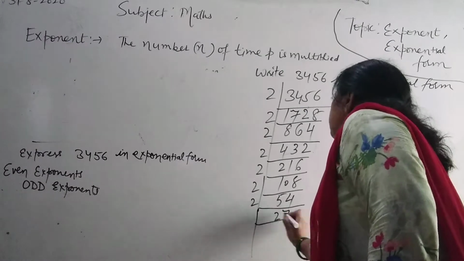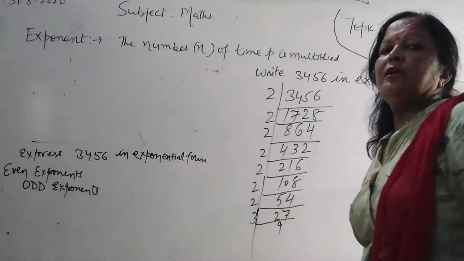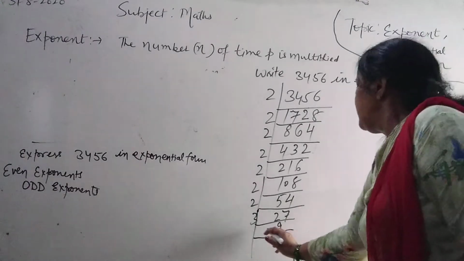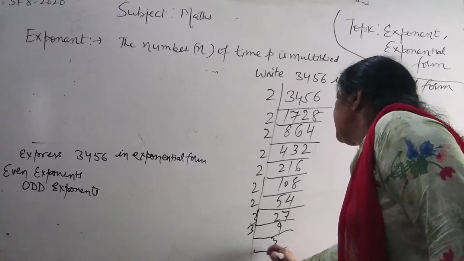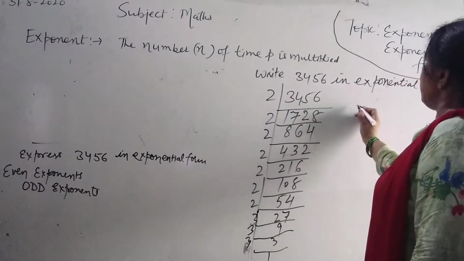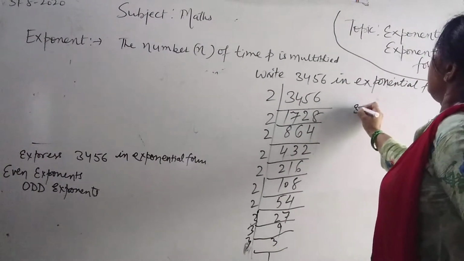Then this is divisible by 3: 3 nines are 27. Again by 3: 3 threes are 9. Again 3 ones are 3. Now this can be written as 3.